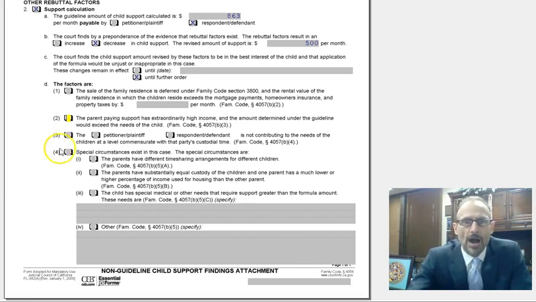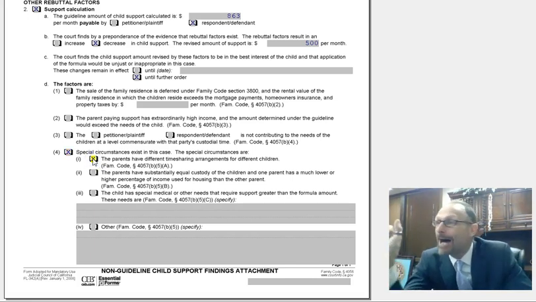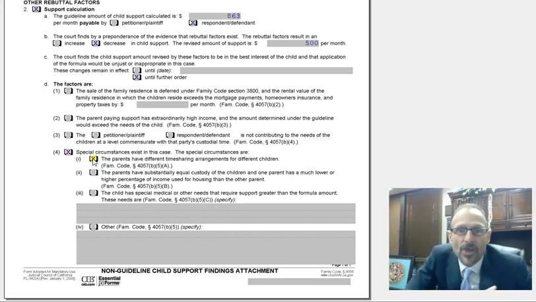4. Special circumstances exist in this case. Special circumstances are, and these are probably the more likely situations, sub I says the parents have different timeshare arrangements for different children.